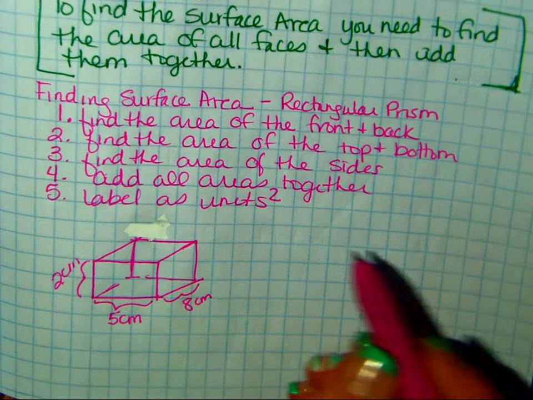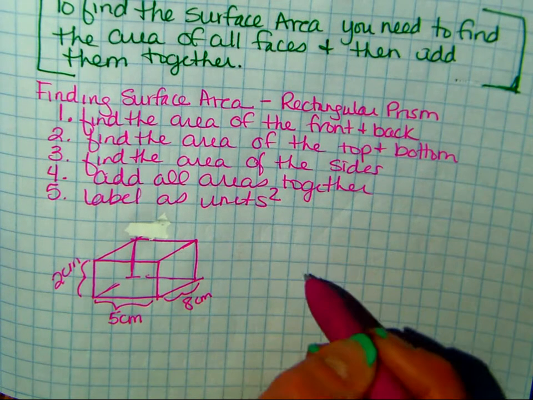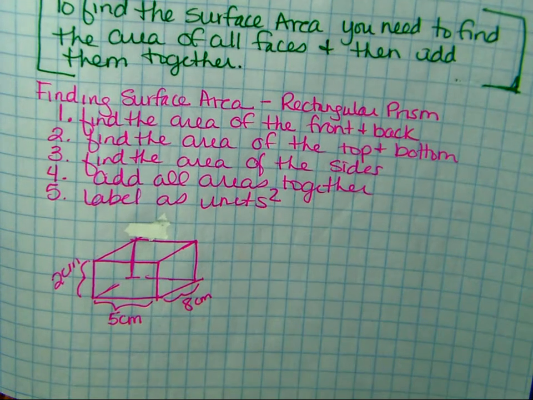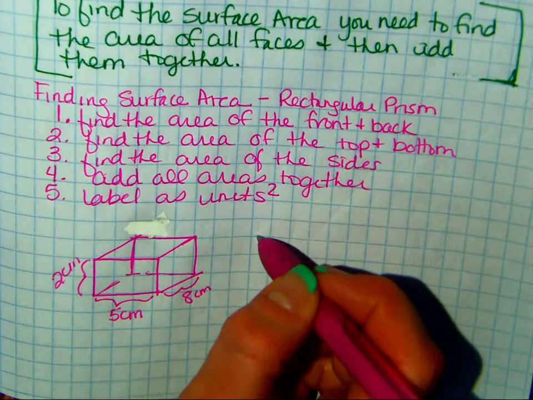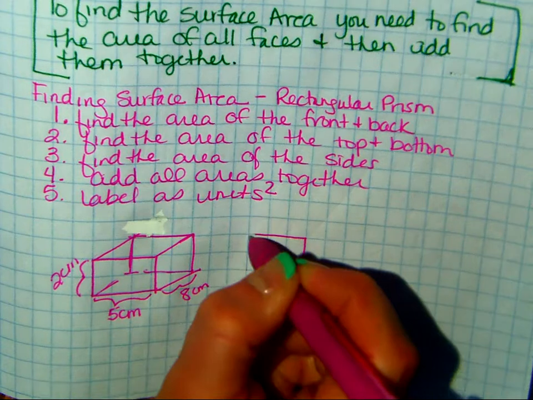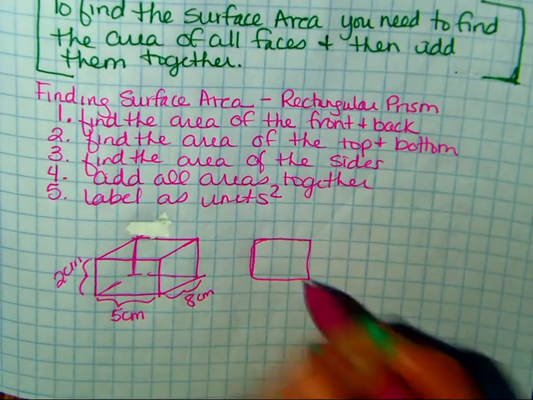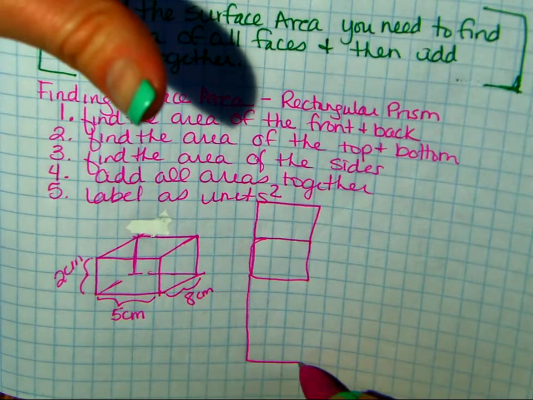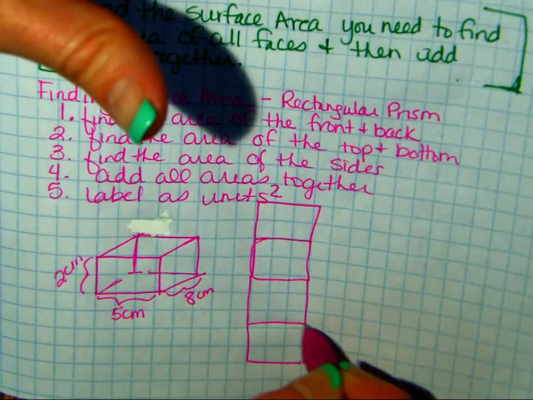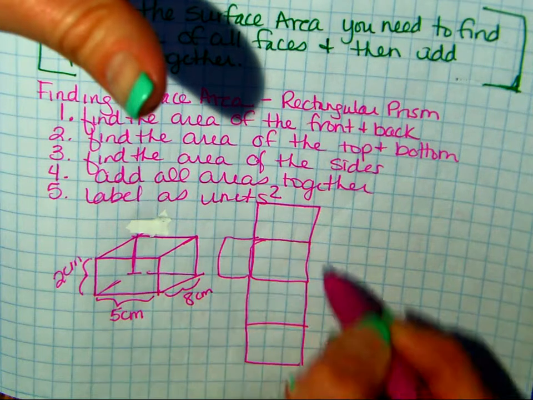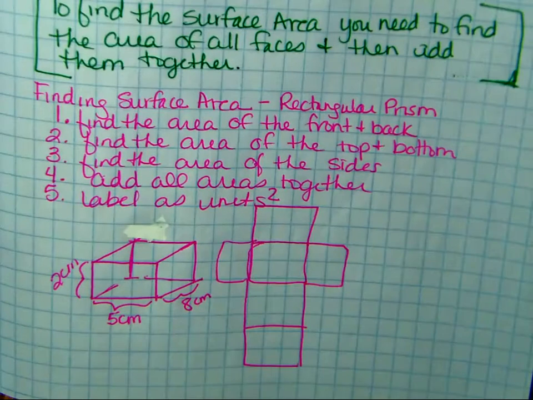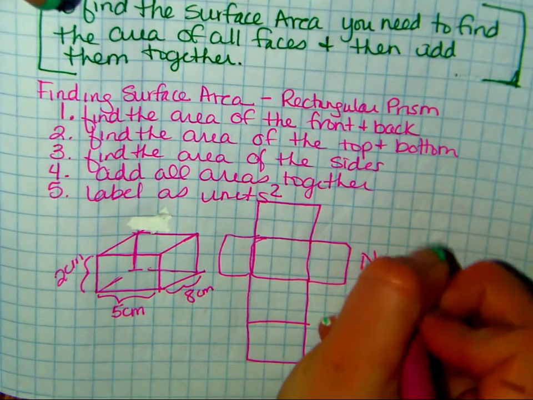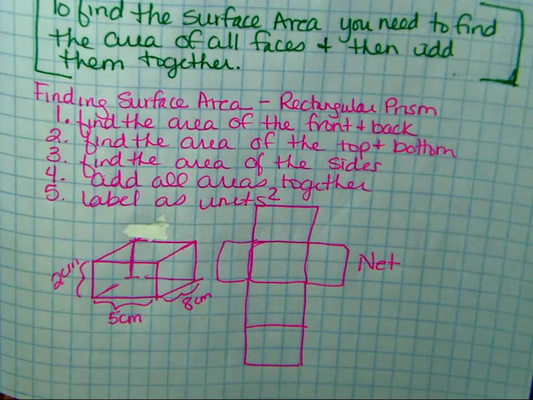So if I were to flatten this shape out, you would have a shape that has a rectangle in the middle, a rectangle here. It would be 4 rectangles down and 2 over. This would be the net. There we go. That would be the flattened out section of this rectangular prism. Does that make sense so far? Are we going good?